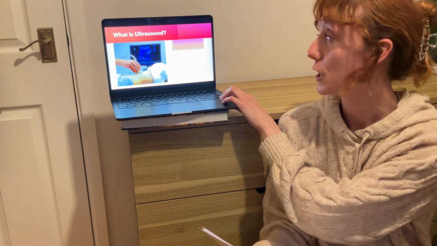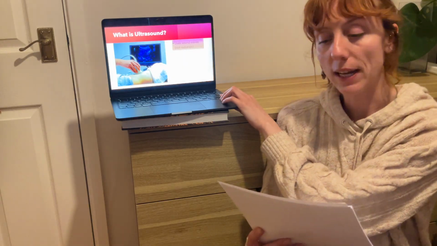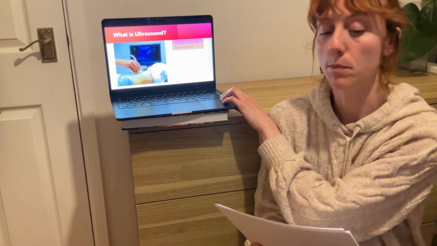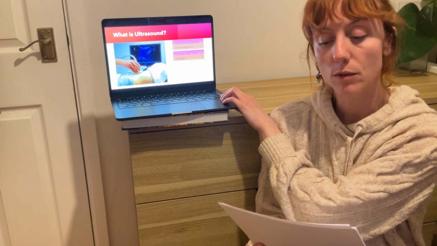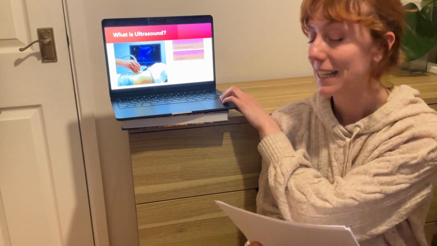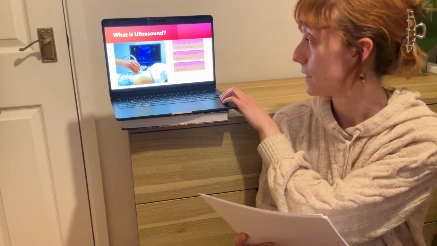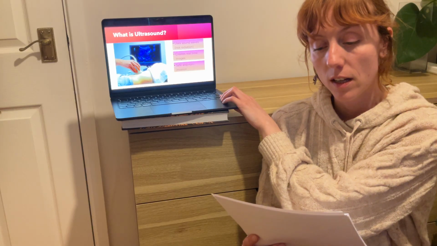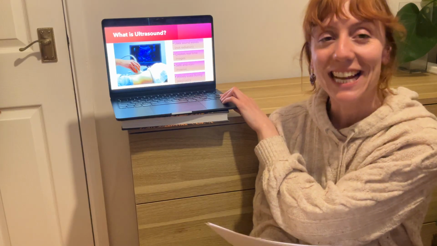Ultrasound is one of the most used imaging techniques in pregnancy. It works by using high-frequency sound waves to create real-time images of the baby inside of the uterus. Unlike X-rays, ultrasound does not use radiation, making it safe for both the mother and the developing baby. It is a non-invasive procedure and plays a key role in routine antenatal care.